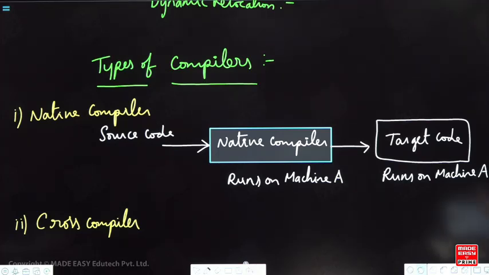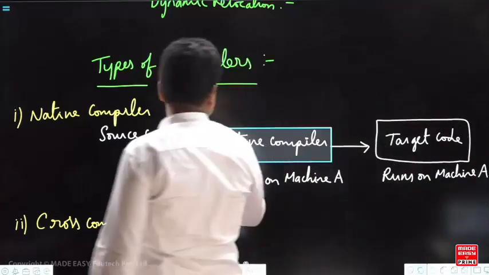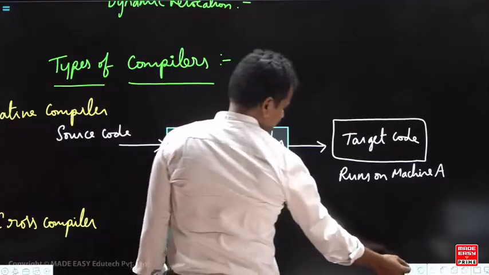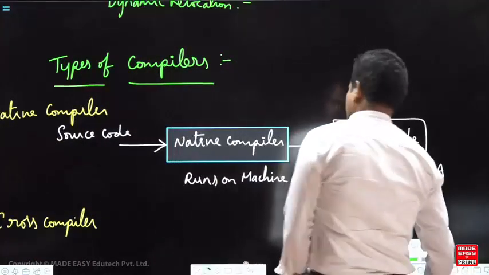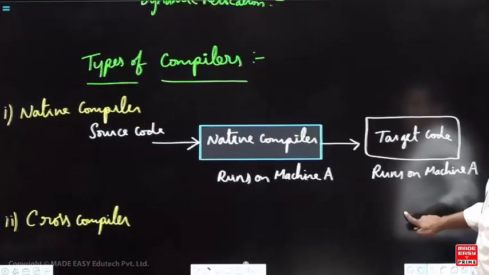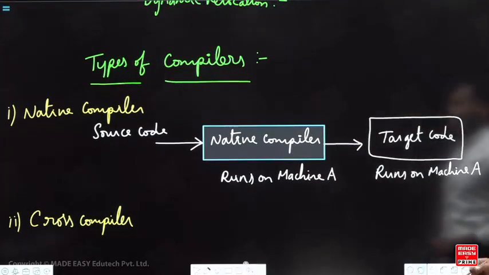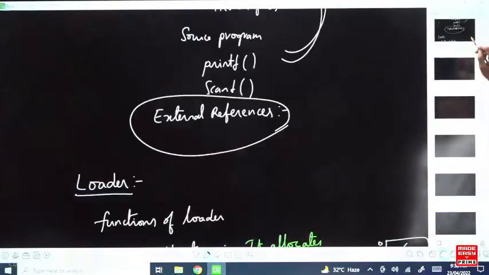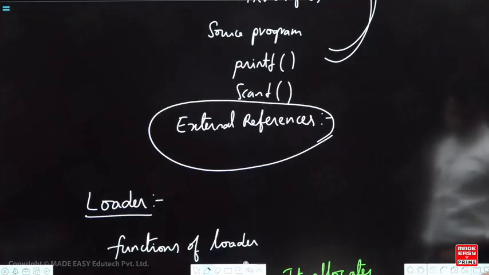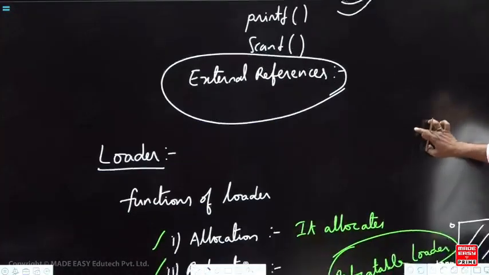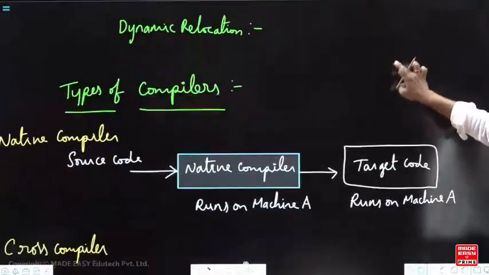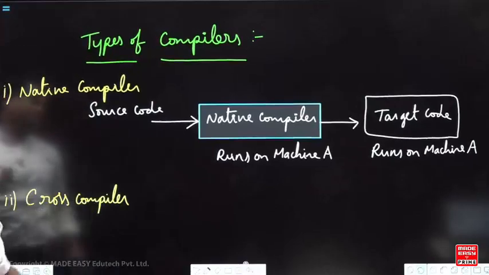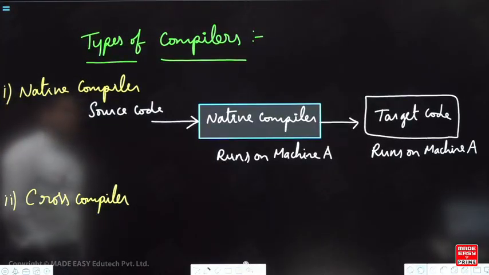Okay, so you can take this diagram. Okay, copied. Native compiler. Copied, guys. Make it fast. We are going too slow.